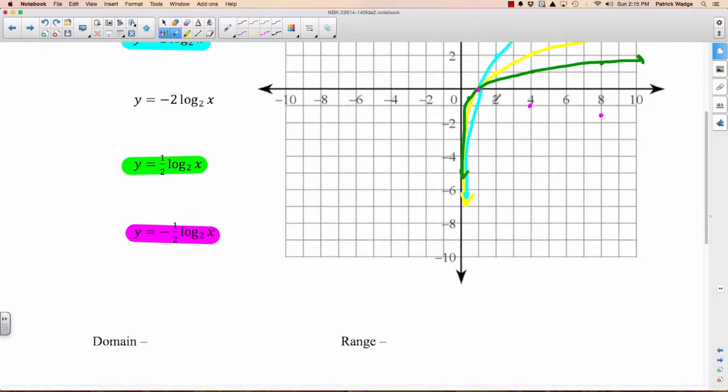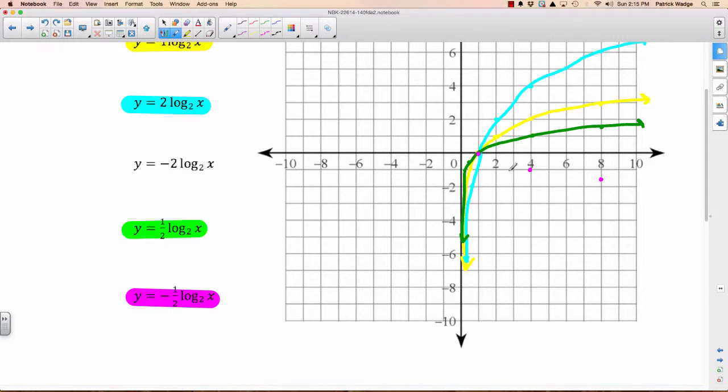What's happening this time? What's the easiest way to get this? The easiest way is to look at the last one we just did, this green one, and you see what putting a negative in front of it did? It just did the flipping it over, or reflecting it over the x-axis.